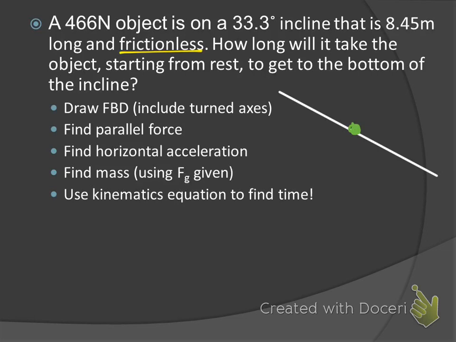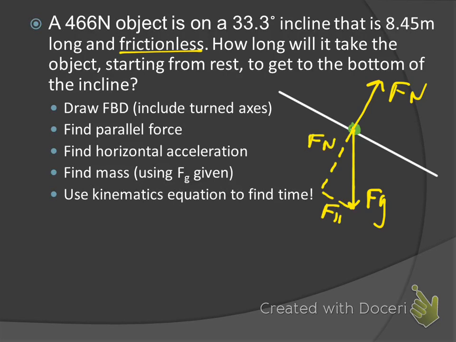So here we've got a frictionless object, so we're not worried about friction. Our force due to gravity always goes straight down. Our normal force always goes perpendicular to the surface. That means we're going to break down our gravitational force into its components, and we're going to label the bottom side the parallel force, the vertical side the normal force. Okay, so here is our free body diagram, so we've got that done.